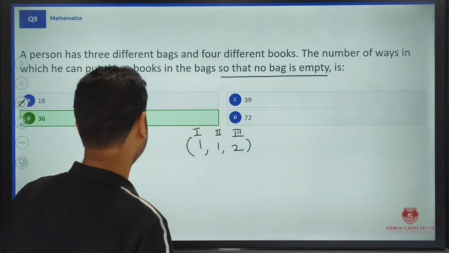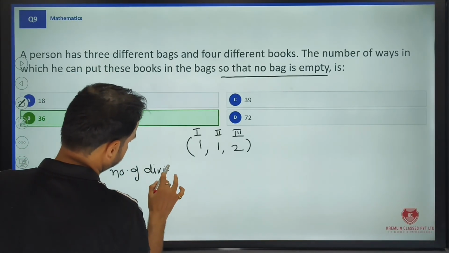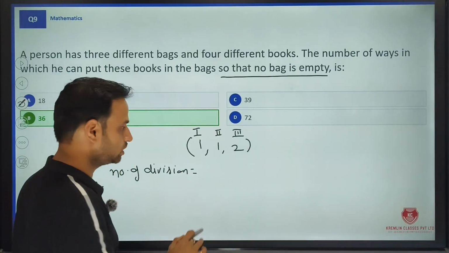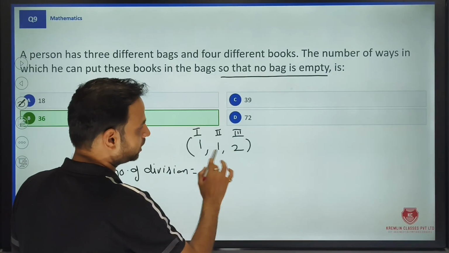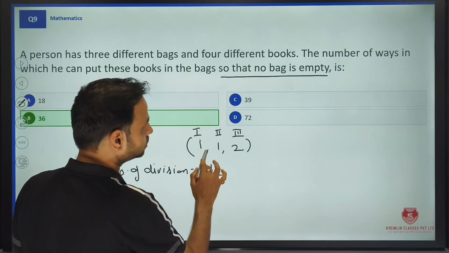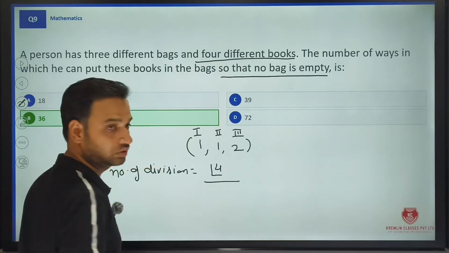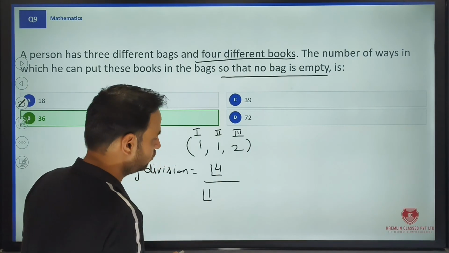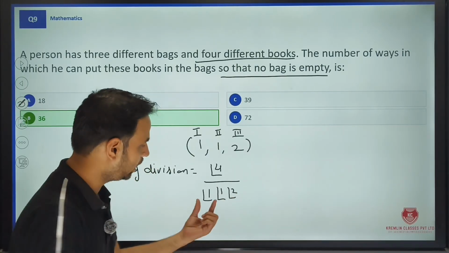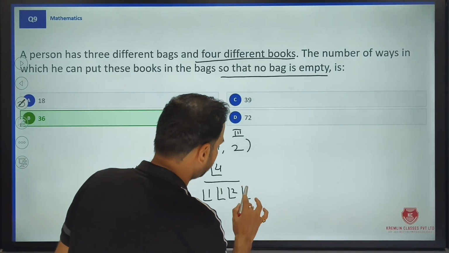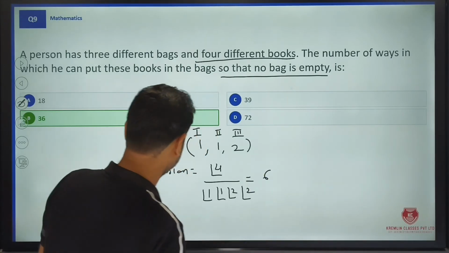And in how many ways can we divide? Number of divisions. Divisions is given by generally factorial n. How many books? 4 different books. Factorial 4. This is the first bag, factorial 1. This is the second. This is third. We have 2 identical bags, so I have to divide by factorial 2. The number of ways comes out to be 6.